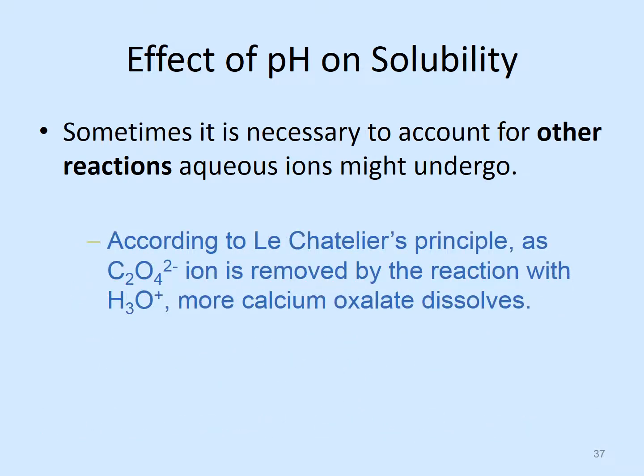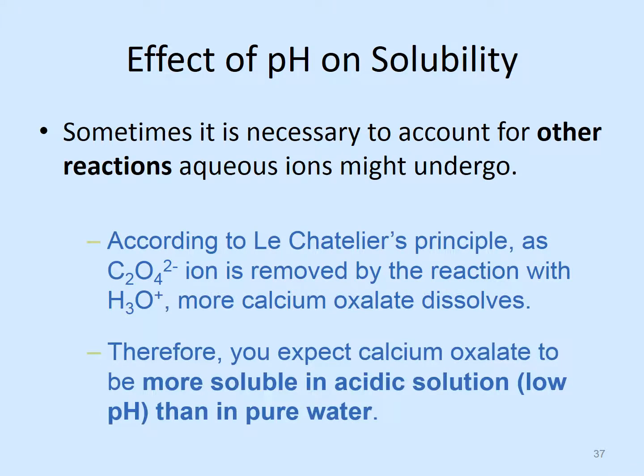According to Le Chatelier's principle, if you're in an acidic solution, you're going to be removing the C2O4 2- by a side reaction. That means the reaction will proceed to the right, which means it will dissolve more of the calcium oxalate, and so it will be more soluble at lower pHs when there's acid around. So we expect calcium oxalate to be more soluble in acidic solutions than in pure water. And that just happens to be because the oxalate reacts with acid.